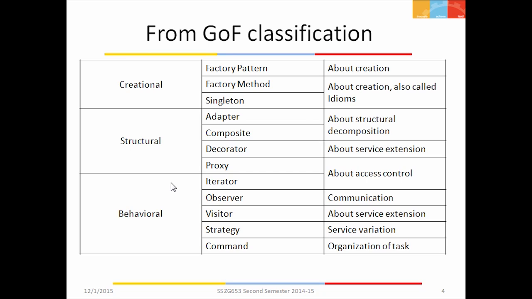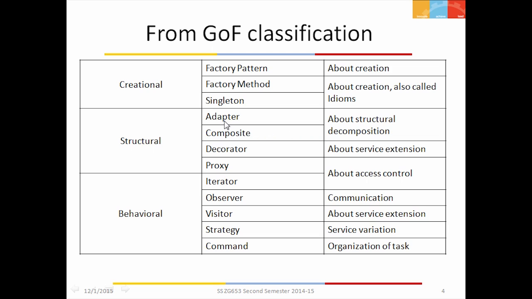So GOF, or Gang of Four, four people basically created this classification. Factory pattern, factory method, and singleton are the three patterns related to the creation of objects. Adapter, composite, decorator, proxy are about structure. And on the right-hand side, in this column, I have already put the purpose. The purpose is something that we just saw in the previous slide.